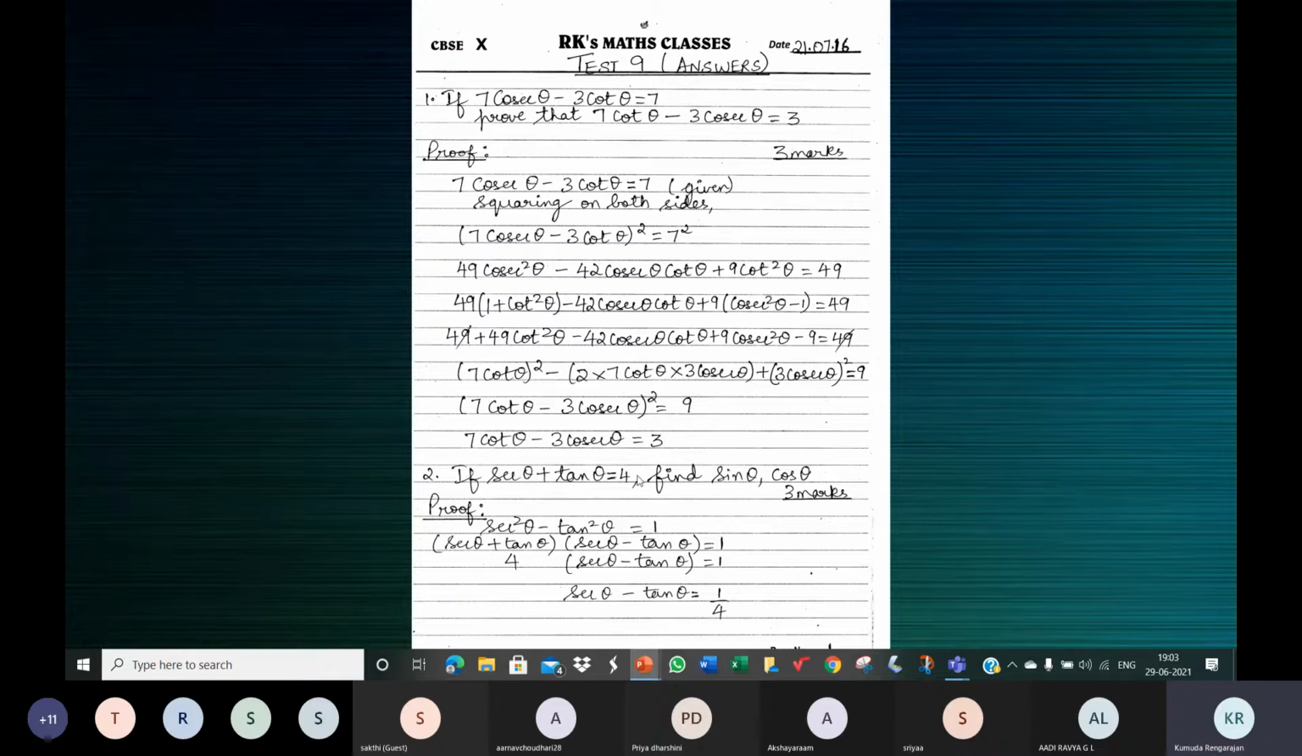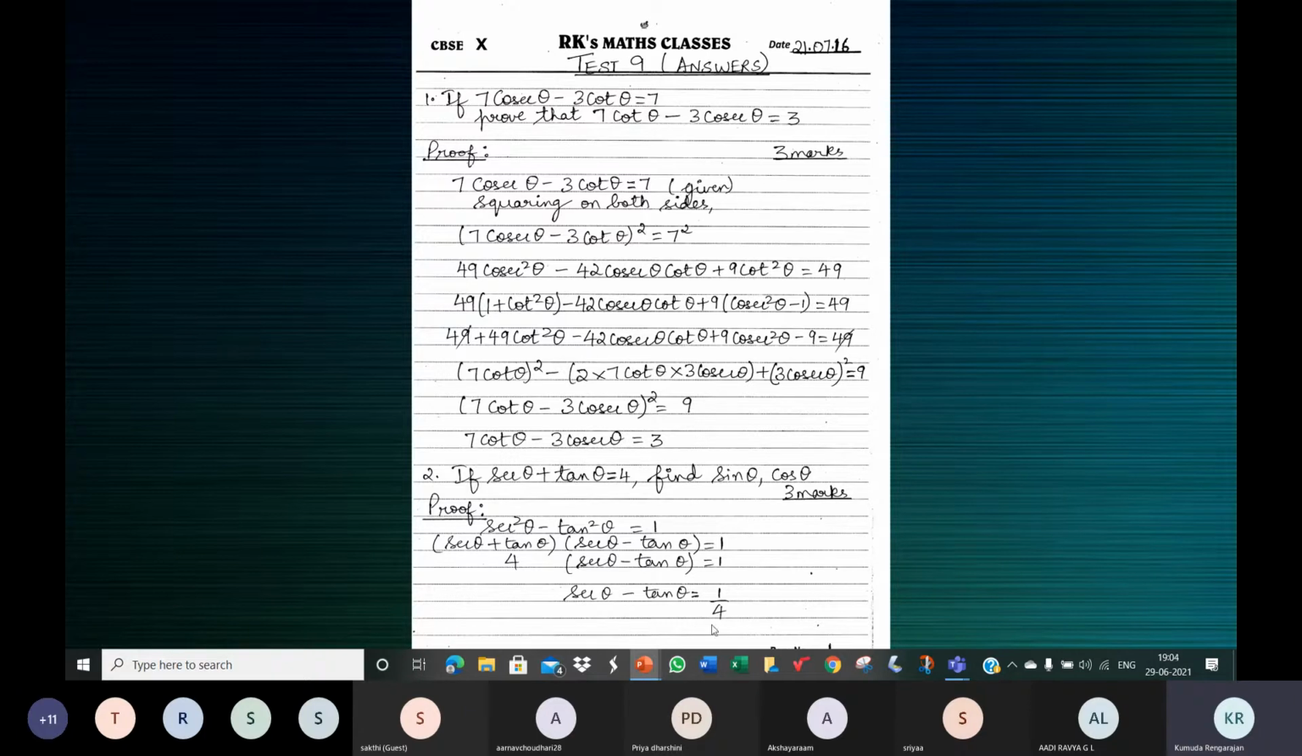Secant theta plus tan theta is equal to 4. Secant theta minus tan theta is equal to 1 by 4. We have two equations in secant theta and tan theta, like two equations in x and y, where we can solve and find the values of x and y. So we can solve them and find the values of secant and tan theta.